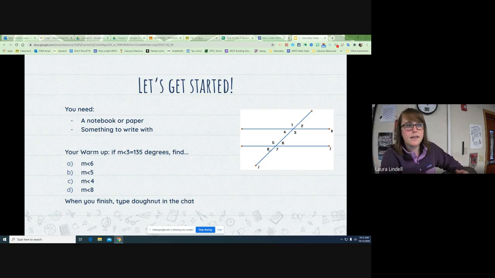There's a couple ways you could get there. You could go, okay, 3 and 5 are alternate interiors, so they would be the same. Or you could go that these two must add to 180 since they're a linear pair, 5 and 6. Either way. How about angle 4? What do we think?